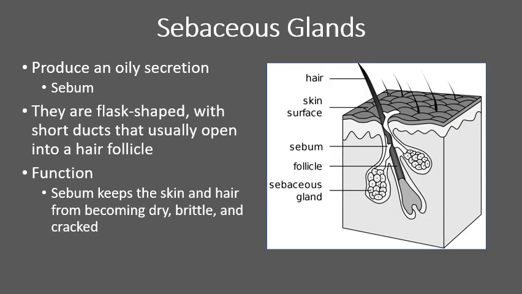Then we have sebaceous glands. These produce an oily secretion called sebum. They are flask-shaped with short ducts that usually open into a hair follicle. So here we have our sebaceous glands, and they have ducts that open up into the hair follicle, and therefore it's secreted with your hair. Sebum keeps the skin and the hair from becoming dry, brittle, and cracked. You get people with overactive sebaceous glands, and this usually leads to oily skin or oily hair.